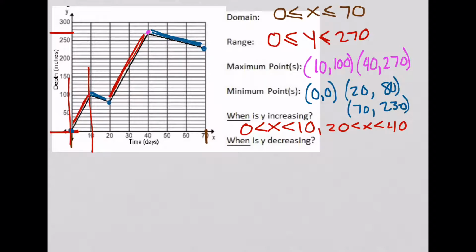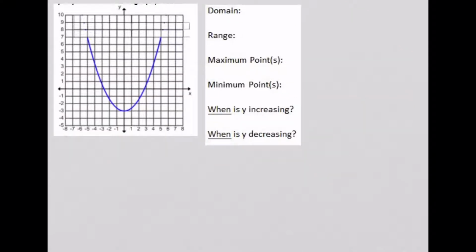Okay, so then when is y decreasing? That's when it's going down. So y is decreasing between the 10 and the 20. Also, after 40, until you got to the last day, which was 70. Okay, I think increasing and decreasing is the hardest part about those.